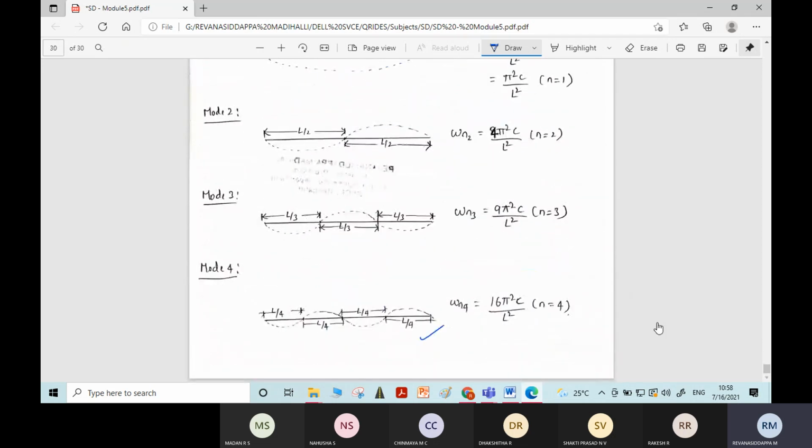Understood students? Any doubts in these two derivations? Do you need any clarification before I move on to the ASA subject?